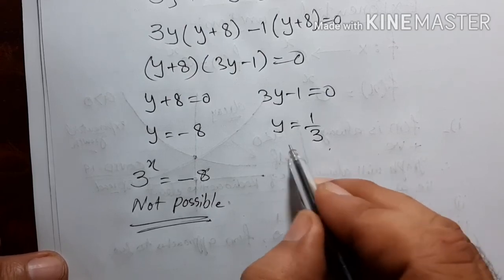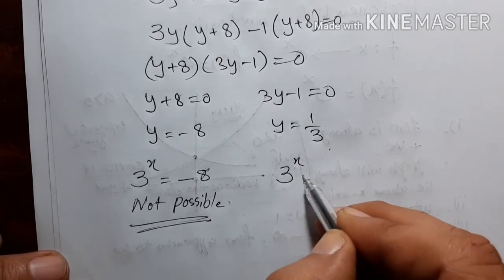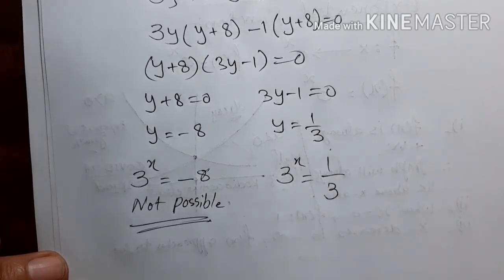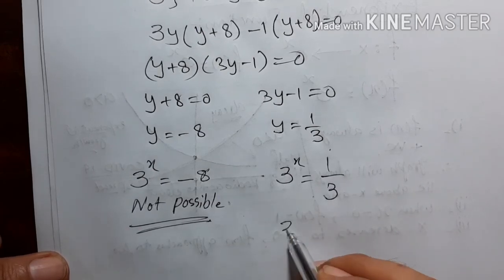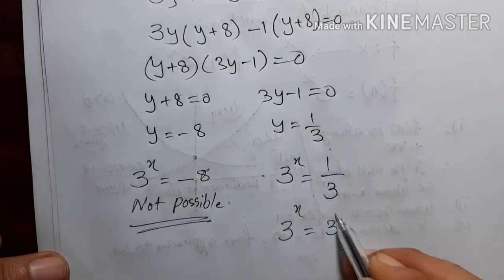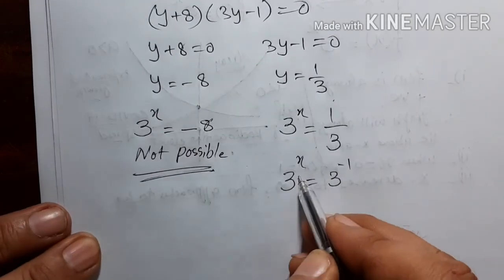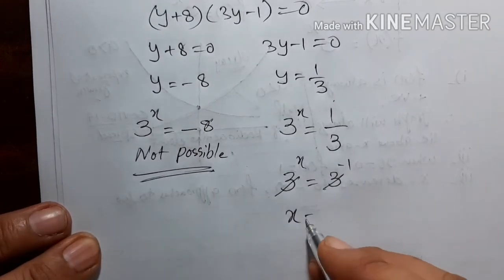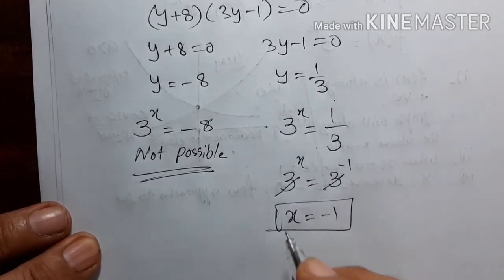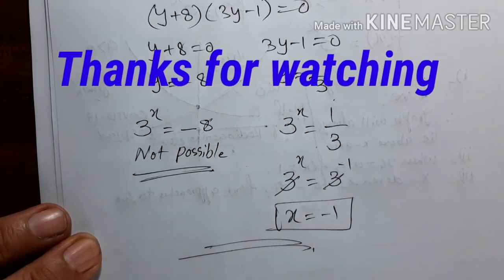And now 3 raised to power x is equal to 1 over 3. Now this can be written as 3^x is equal to 3 raised to power minus 1. Both bases will be cancelled, x is equal to minus 1. This is the answer. So these are called exponential functions.